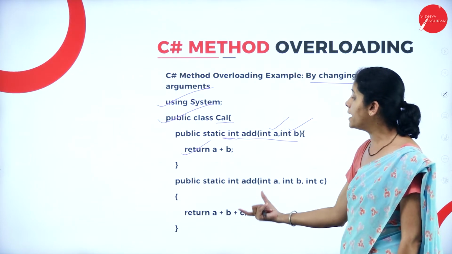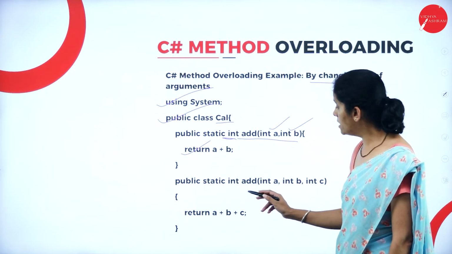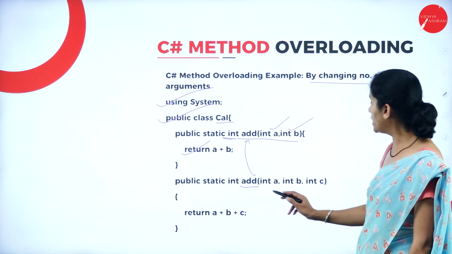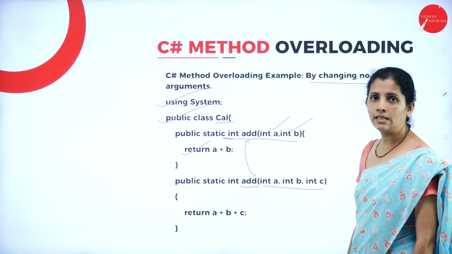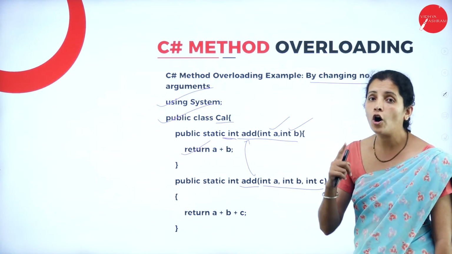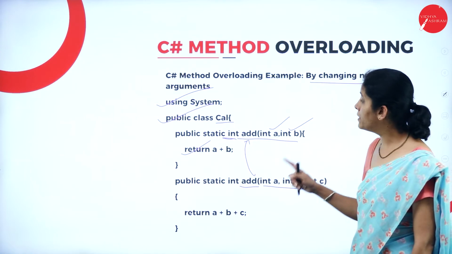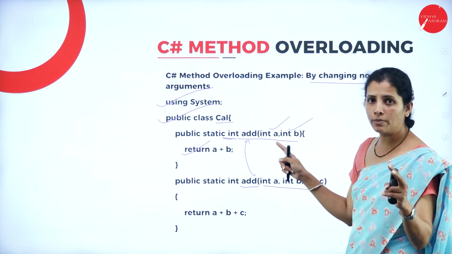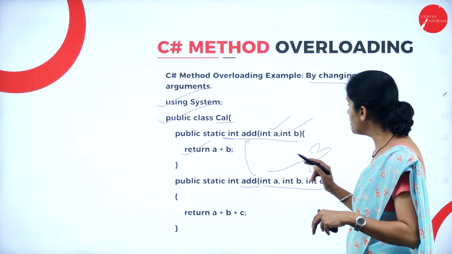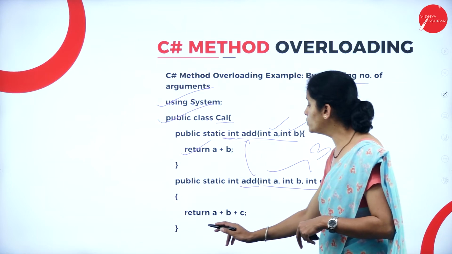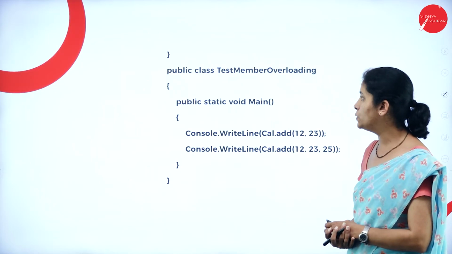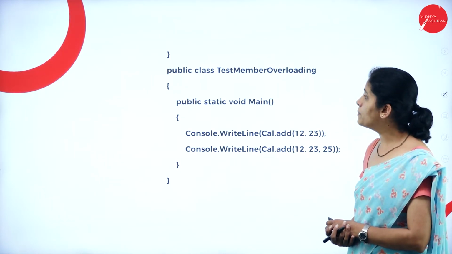Now, if I consider my second method, my method name is the same as my first method, but what about the arguments? The arguments are different. That means the number of arguments is different. The first method has 2 arguments, and the second method has 3 variables. Now what I'm going to do is add the 3 variables and return the value.